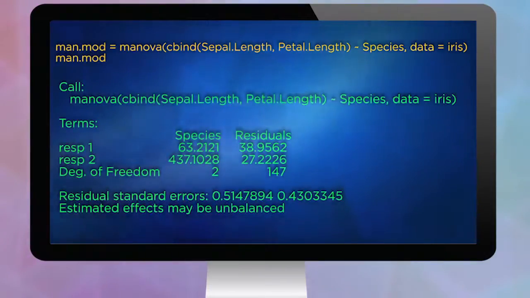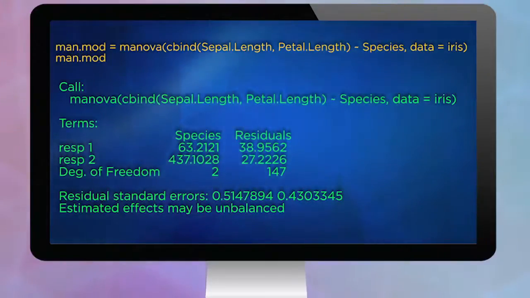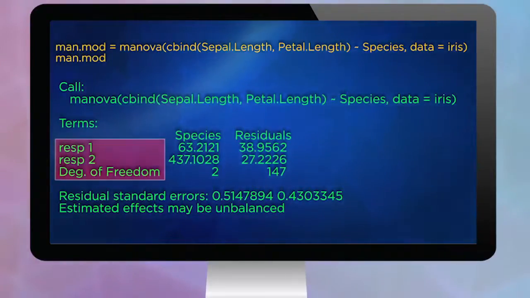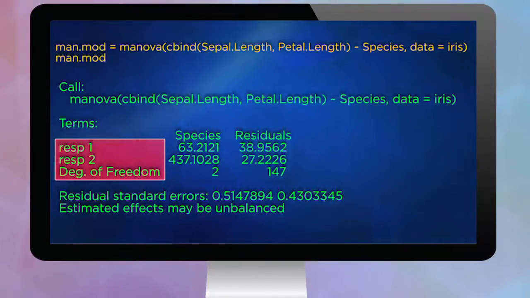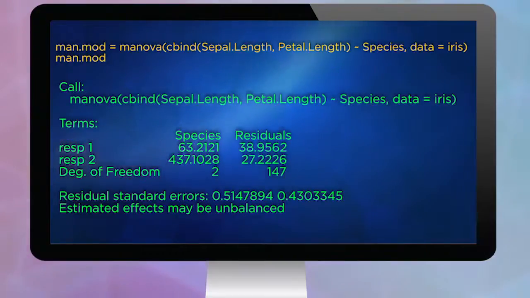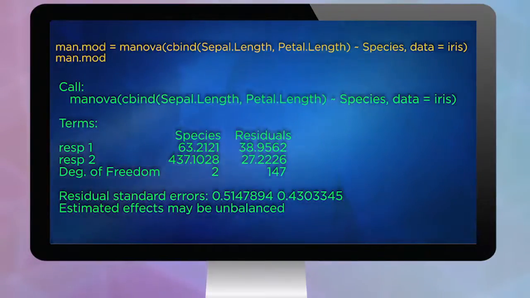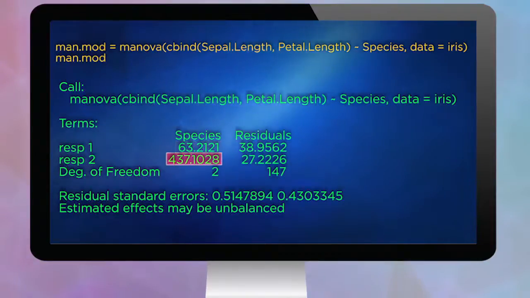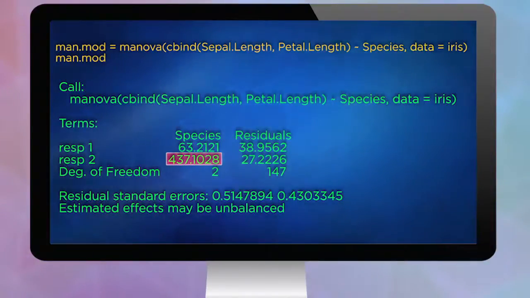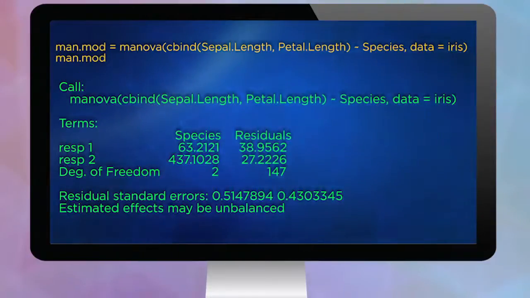Here are the results from our MANOVA output. Now, notice we get the terms. This is the first response, response 1, the second response, response 2, and the degrees of freedom. So in our case, our responses were sepal length and petal length. And then you see the associated species for those responses. So species for response 1 gets a value of 63.21, and species for response 2 gets a value of 437.1028. And you see the associated residuals. Now, this isn't really the best way to look at the output.